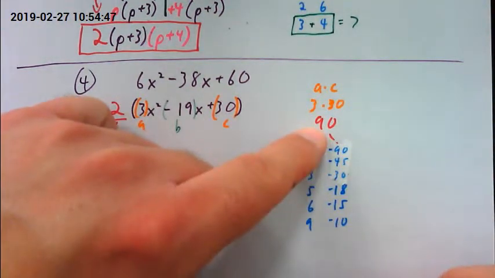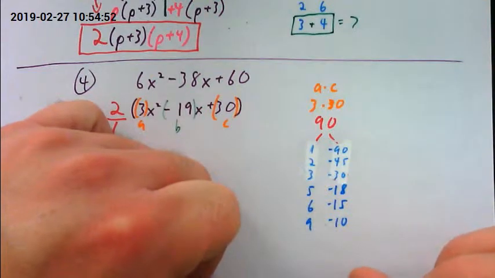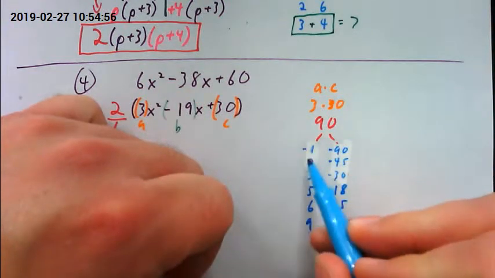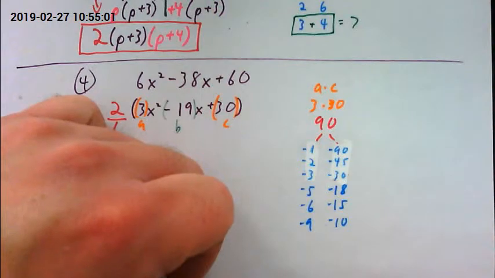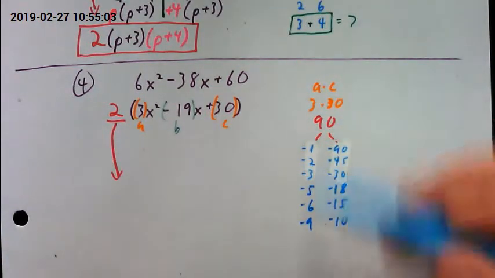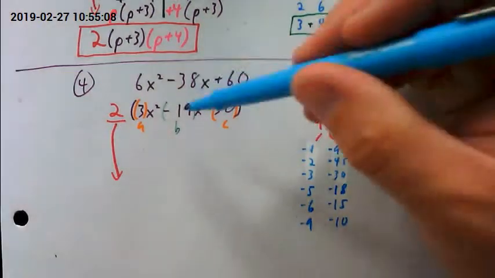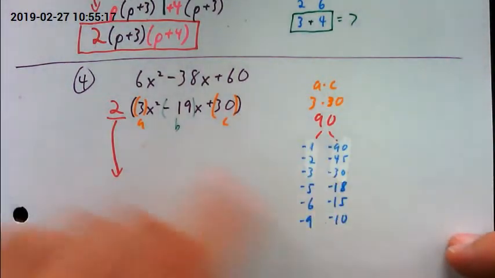But in order to get a positive 90, you can't multiply a negative and a positive and get a positive number. So anytime you have a positive number here, you have to have the same sign. So if these are negative, that means these would also have to be negative. So all the values are negative. We need values that add up to negative 19. What values here add up to negative 19?